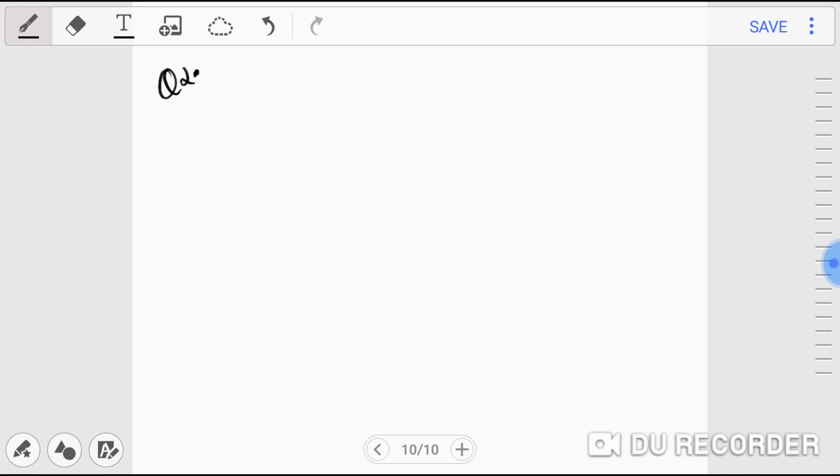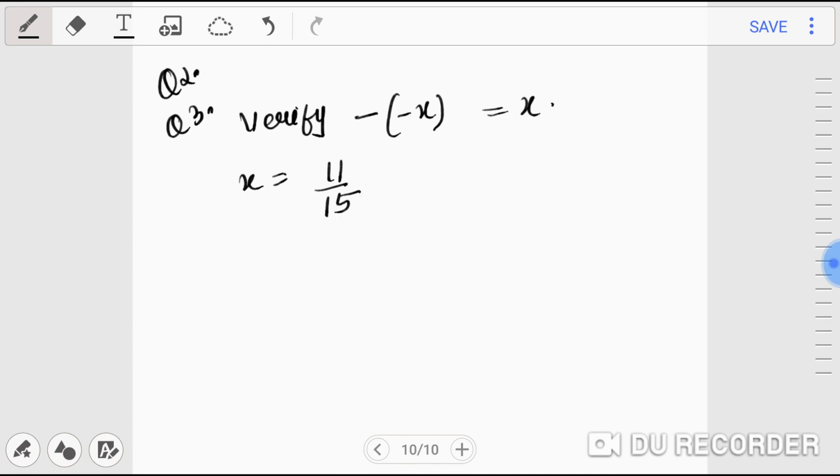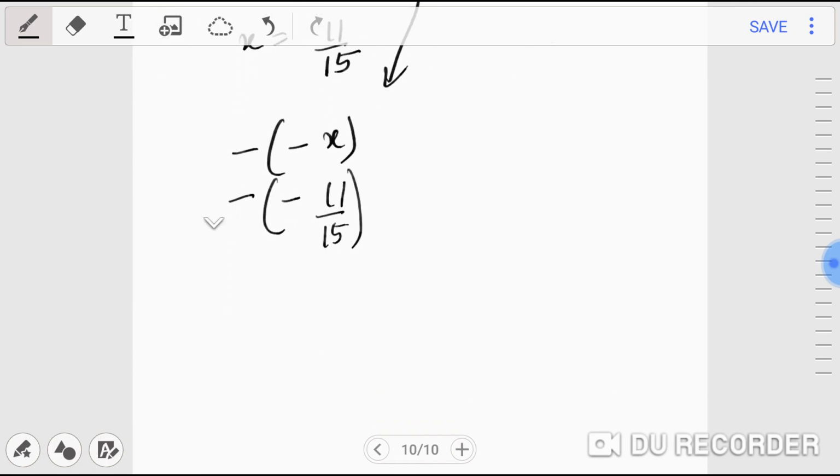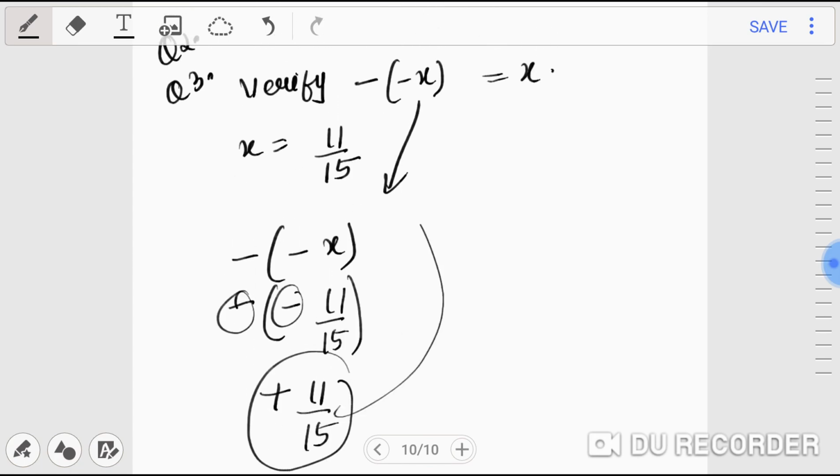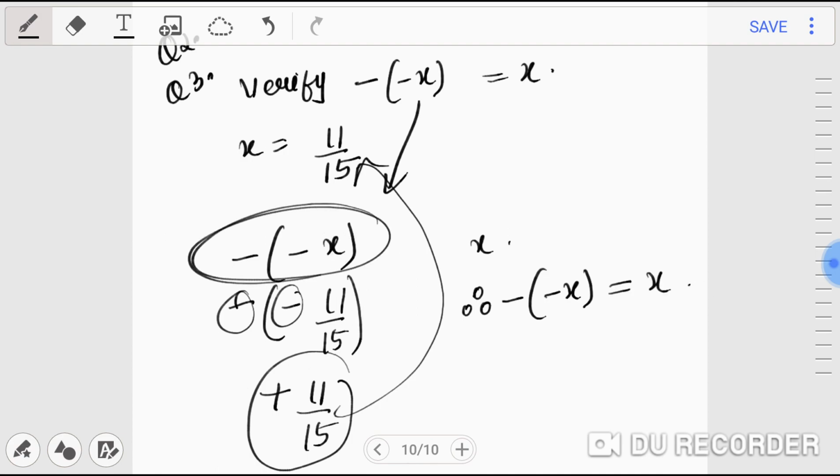And I'll jump on to question number 3, which says verify minus of minus x is equal to x. X is given as 11 upon 15, and you have to put it into this equation, minus x. So that will be minus 11 upon 15. Minus becomes plus 11 upon 15. And what is plus 11 upon 15? That is x. So therefore we can write minus of minus x is equal to x. So whatever value you are getting for minus of minus x should be equal to x. And hence you can write, hence verified.